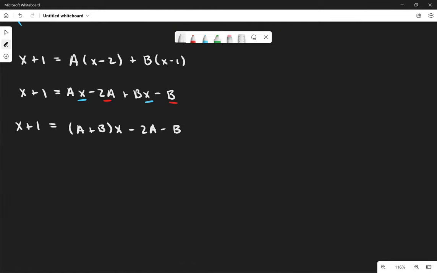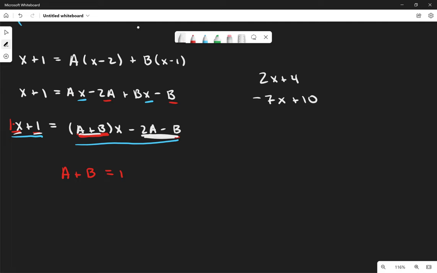Well, here's the trick. I have a polynomial here. I have a polynomial here. If these polynomials are the same, their coefficients, these numbers, have got to be the same. Like I can't have two polynomials, 2x plus 4 and minus 7x plus 10. These lines are not the same line. I've got to have these match up. In other words, the coefficient of x, which is a plus b, has got to match the coefficient of x over here. And then similarly, the coefficient of the constant term over here, minus 2a minus b, I should write that in red because I wrote the other one in red, minus 2a minus b has got to be 1. There's the constant term here.